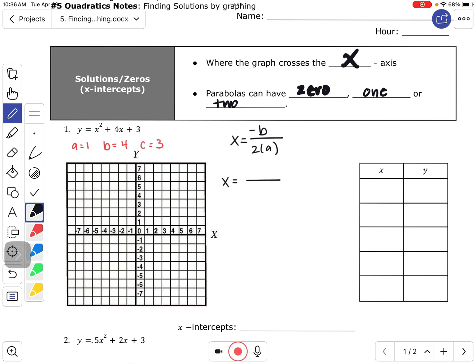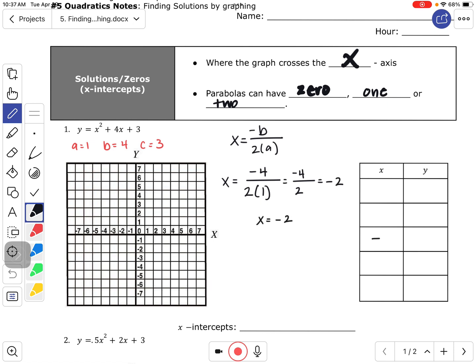Okay, so I'm going to say x equals opposite b. So my b value is a positive 4, so I'm going to do the opposite, so negative 4, divided by 2, that's part of the formula, that's always there, times my a value, which is 1. So negative 4 stays at negative 4. 2 times 1 is 2. Negative 4 divided by 2, I get negative 2. So my x equals negative 2.